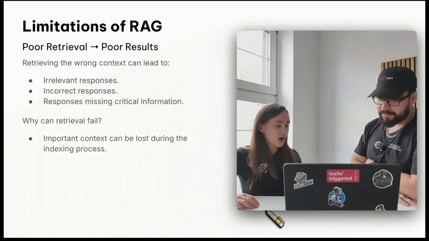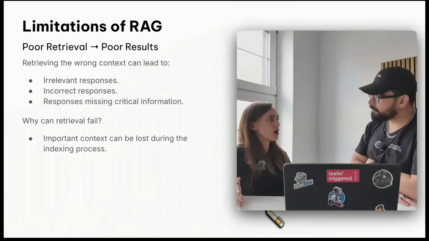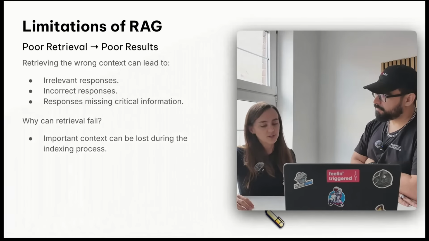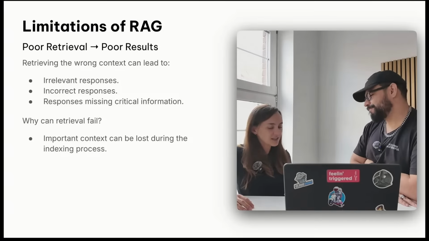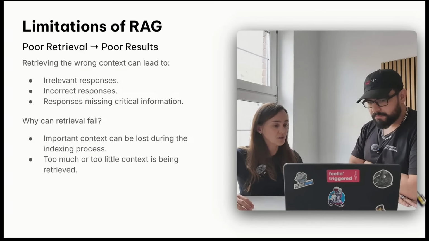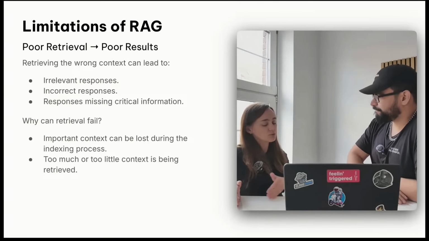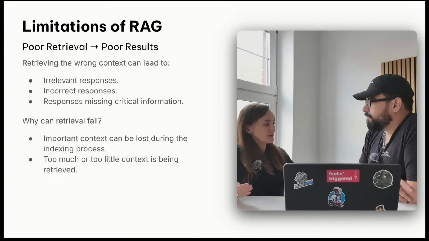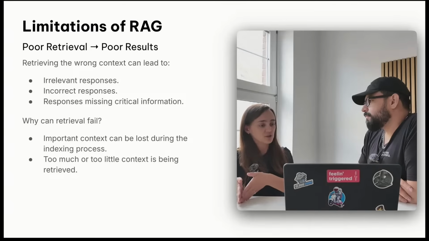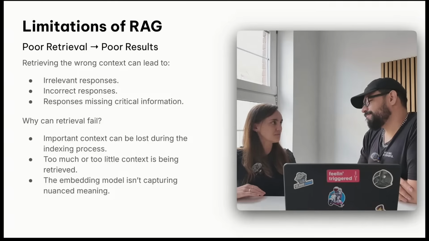Exactly. It's very confident. We already touched on this: why can retrieval fail? A lot of times it's because the context is lost during the indexing process, whether that's during chunking, or internal acronyms that the embedding model just doesn't understand. There's a lot of different ways it can happen. Another thing is too much or too little context being retrieved. This is why you want to play around with your chunk sizing. If your chunks are way too small, you're not getting the bigger picture and it's going to miss a lot of information. If your chunks are way too big, then too much information comes back. So it's really a needle in the haystack kind of issue. Exactly. It's a delicate balancing act.